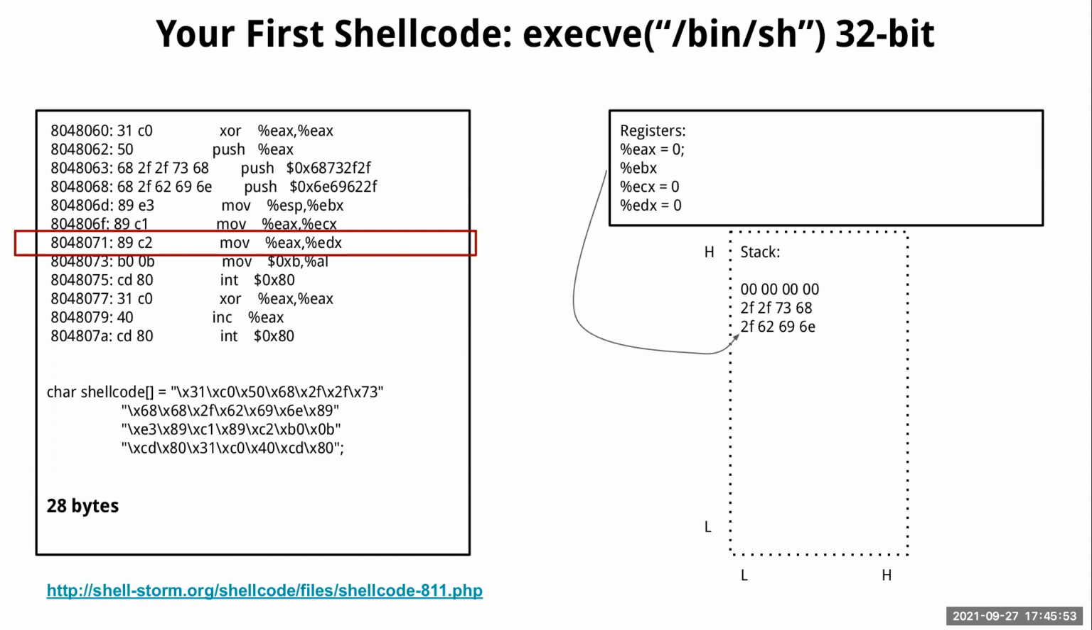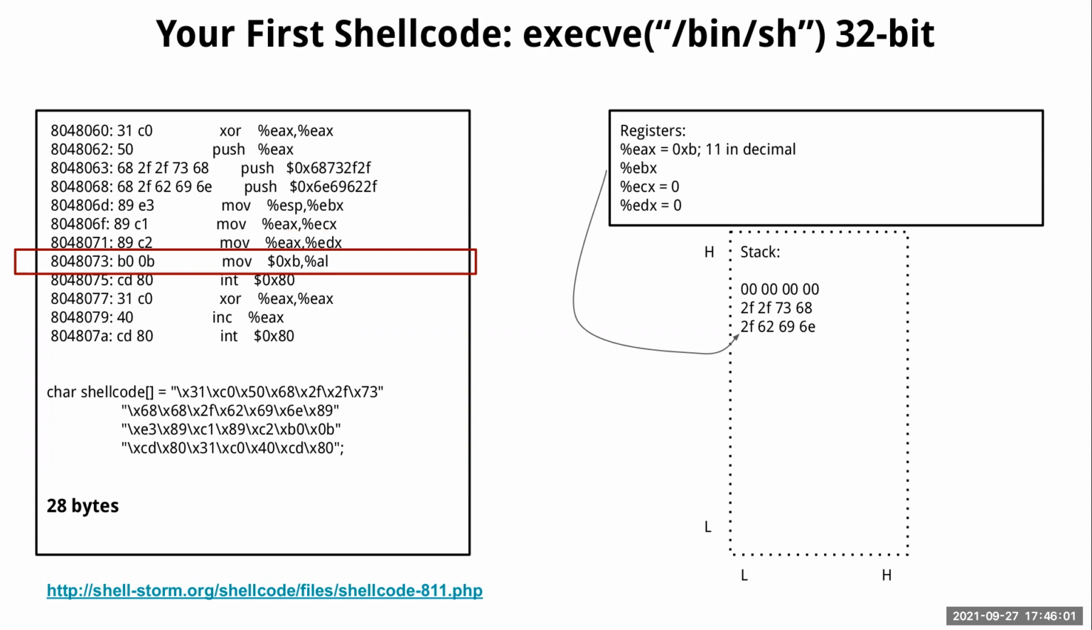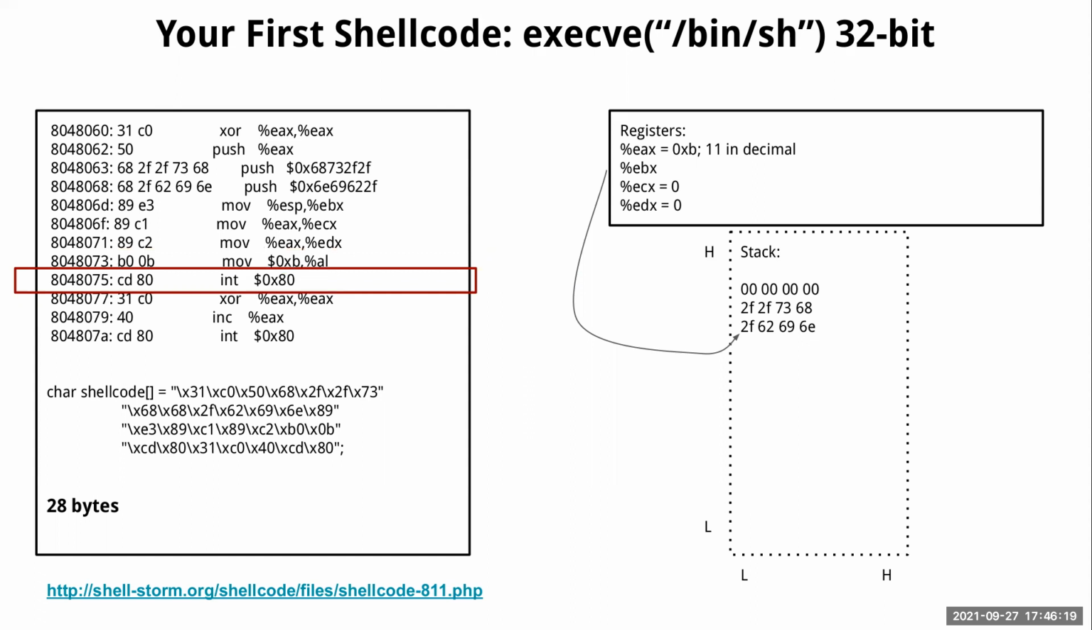So next we need to set up EAX, which is the system call number. In this case, it's number 11, which is B in hex. So we move B to AL. Obviously, we can also move B to EAX instead of AL, but AL will be shorter and will not generate zero. Then after that, we just make the system call, which is the int instruction.